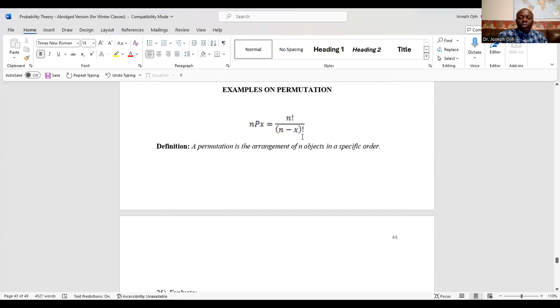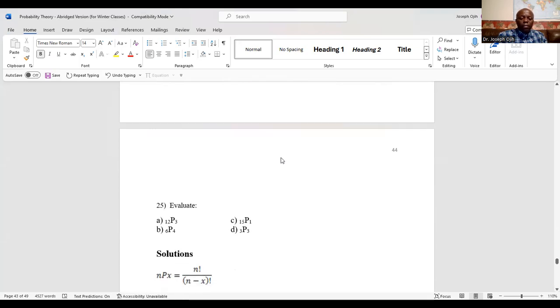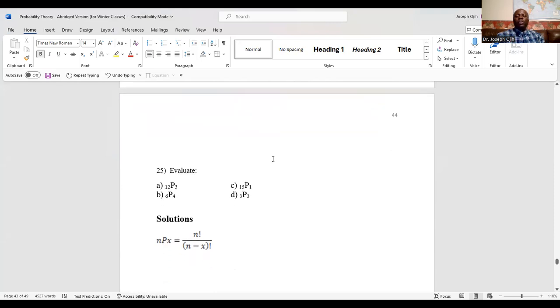So you can now begin to get the picture of what I mean by that. But for this class, we'll be using the calculator to find the permutation and the combination, not the formula. But if you like, you can practice how to use the formula. That is still good. I just wanted to show you this. So let's see how I can do this.